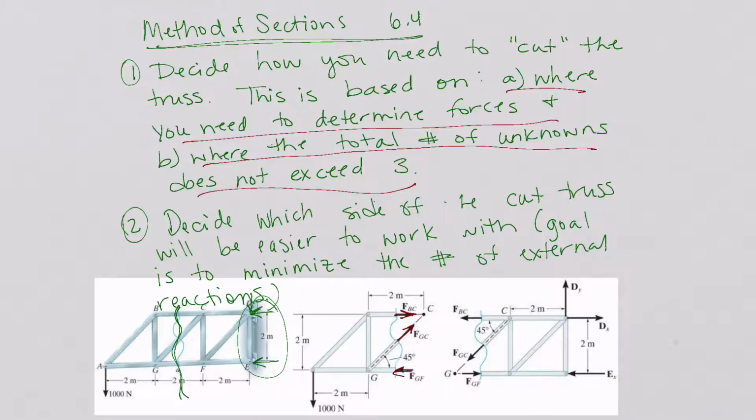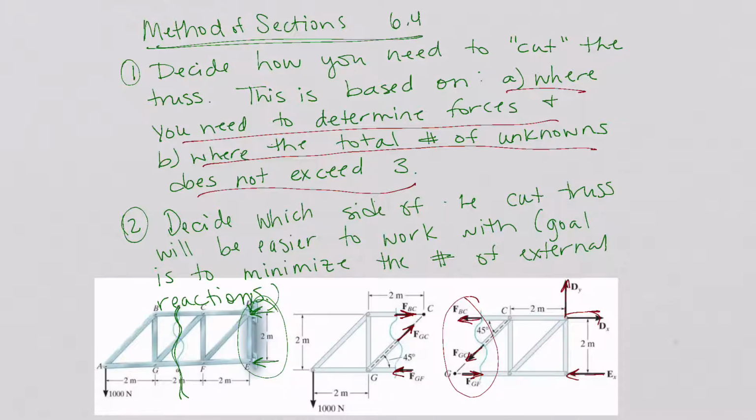Whereas if we had made the cut and looked at the other side, then we have to replace each of these: FGF, FGC, and then FBC. And then we also have this DY, DX, and EX. Unless you've done that initial analysis, we wouldn't have known any of the stuff that's going on here, which would have made it harder. But once you know those, then you can figure out these. So you just have to figure that out.